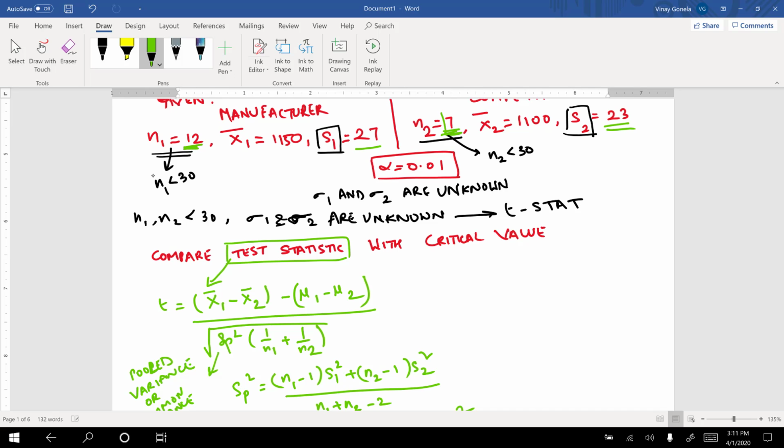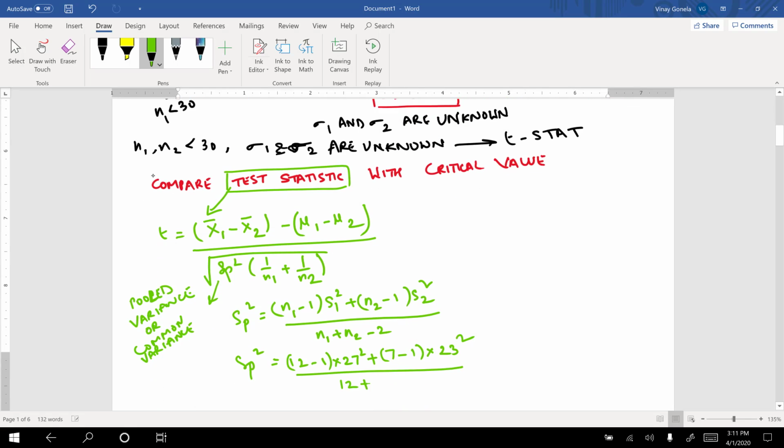So if you look at this, 7 minus 2... so this we will obtain 658.4118. So we will take this and put it here in SP square.